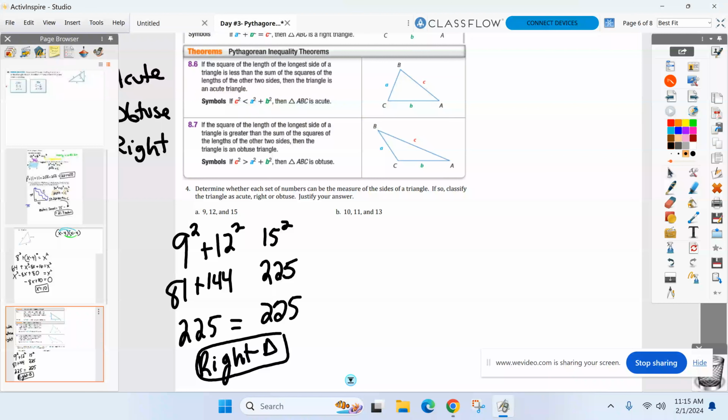Take a look at the second example now, 10, 11, 13. Again, take the two smallest sides, plug them into A squared and B squared. Take the longer side, plug it in for C squared, drop the equal sign, and let's compare the two.